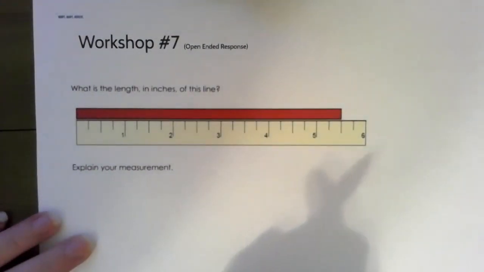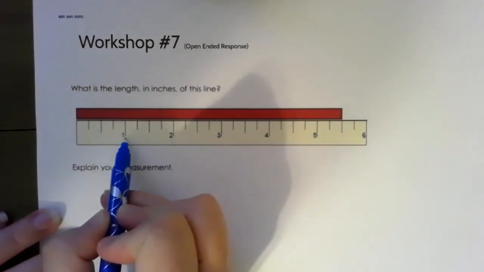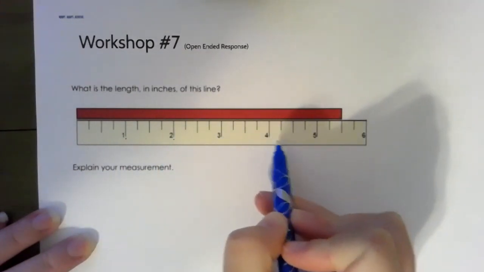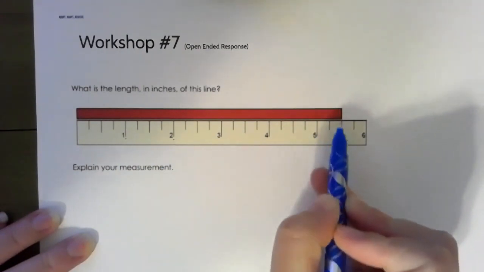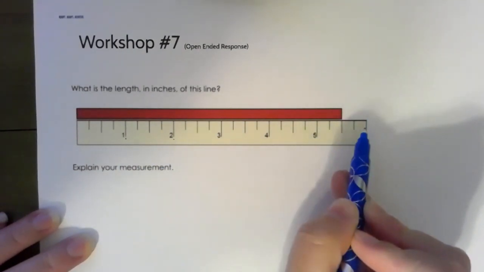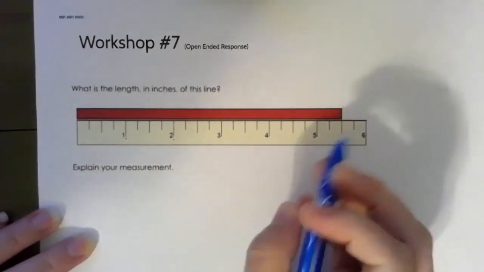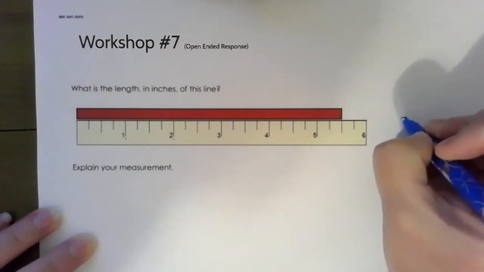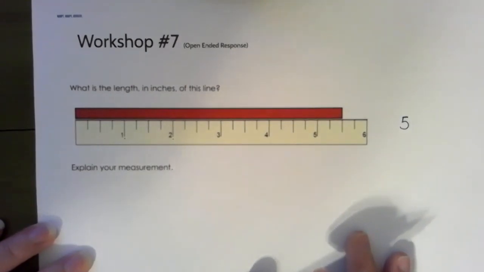We need to think how many whole intervals. Let's count them. 1, 2, 3, 4, 5. We're going to stop at 5 because the bar does not go all the way to 6. So we know that our whole intervals are 5. Let's write that down. 5 whole inches or intervals.